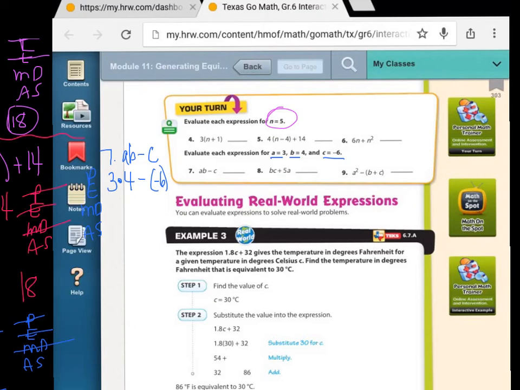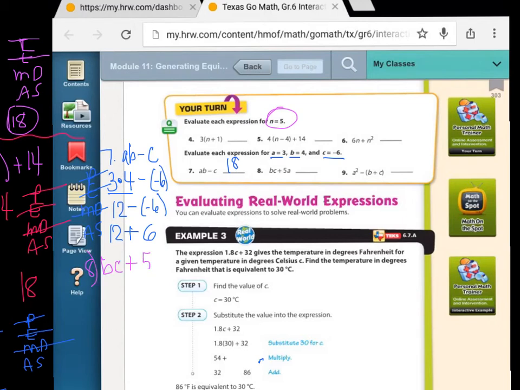Parentheses? No. Exponents? No. Multiplication and division? Yes, right here. 3 times 4 is 12. So now we have 12 minus -6. Do we have any more multiplication or division? No. So now we have addition and subtraction. And remember, when you're subtracting, if you remember that rule, keep, flip, flip. Okay, I flipped the -6 to +6. And what is 12 plus 6? 18.